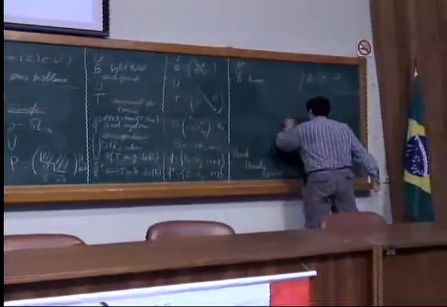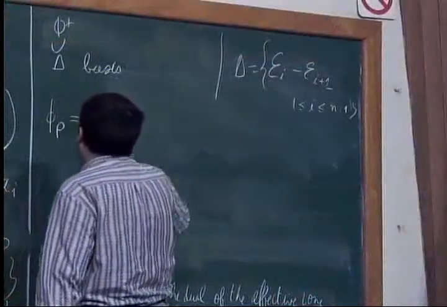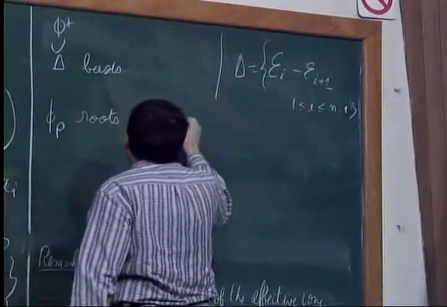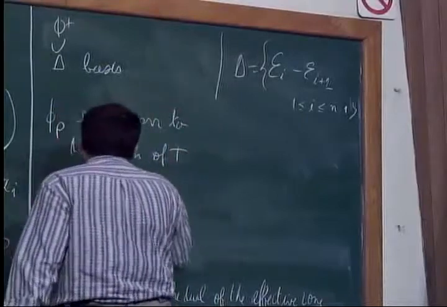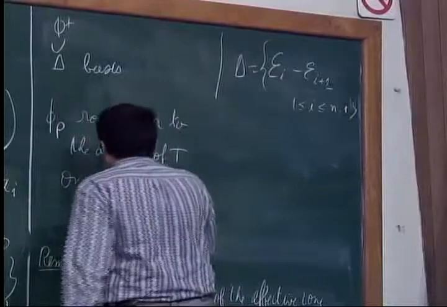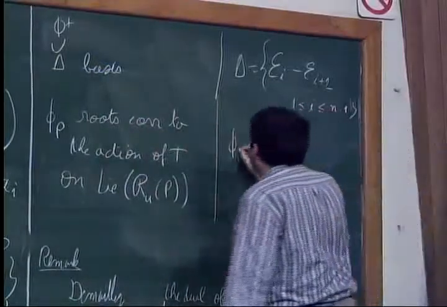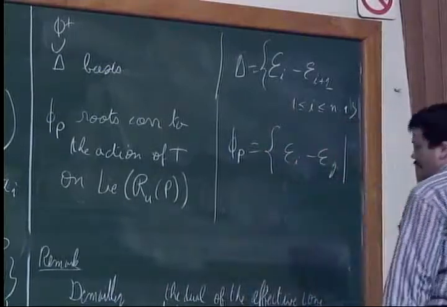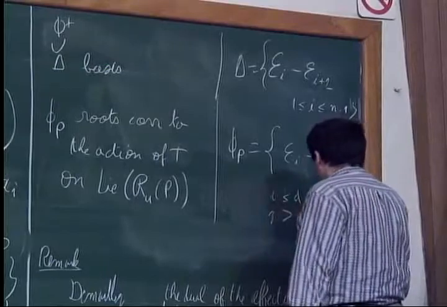And then I need the data connected to the subgroup P. So for that, I simply look, well, I may take phi P, let's say, to be the roots corresponding to the action of T on the unipotent radical, well, or rather the Lie algebra of the unipotent radical of P. So in our example, this phi P is given by the difference epsilon I minus epsilon j, such that I is less than D and j is strictly bigger than D.